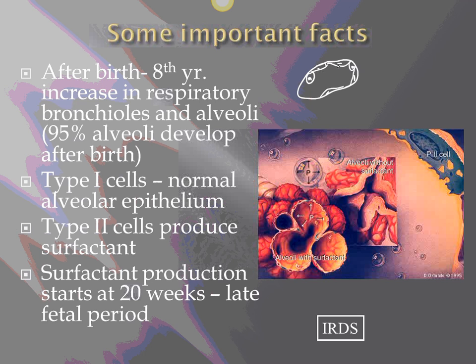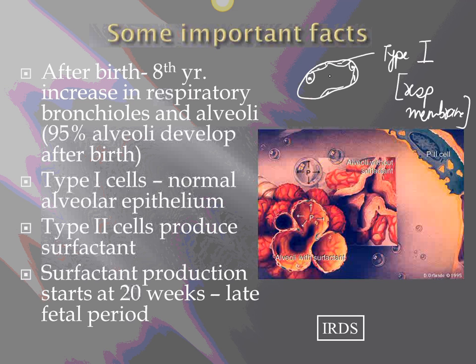The simple squamous epithelium are what are called the type 1 cells. And these help to form something which we'll see later, which is called the respiratory membrane. The membrane across which diffusion occurs. These cuboidal cells are the type 2 cells. And these type 2 cells produce surfactant.